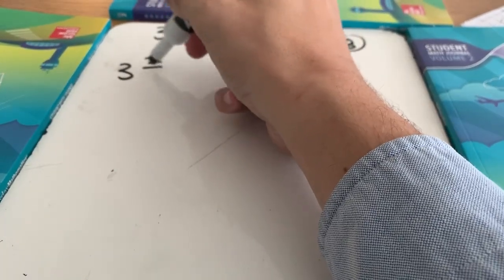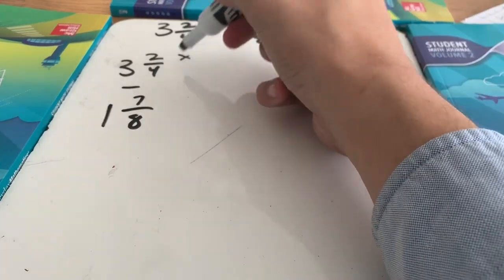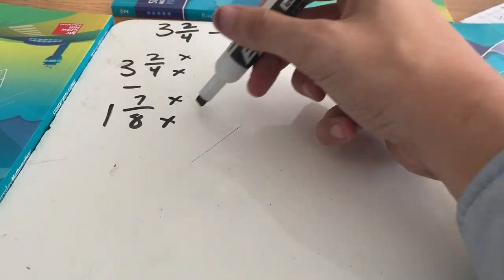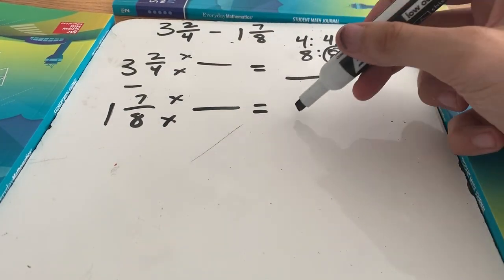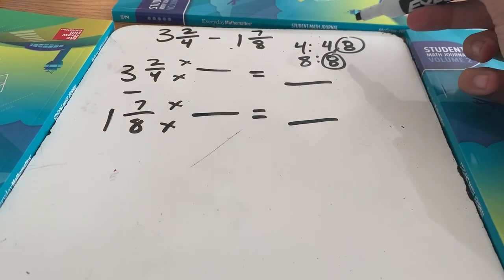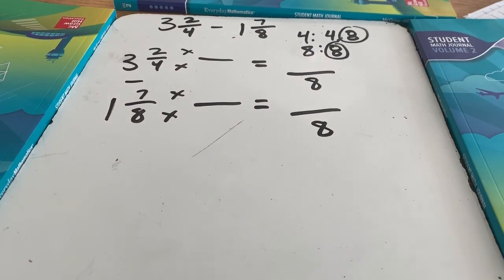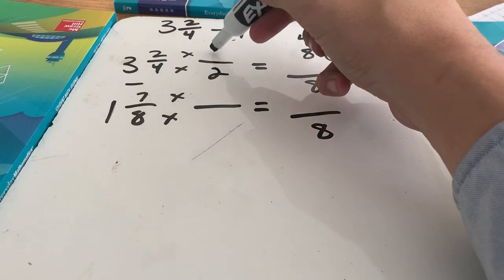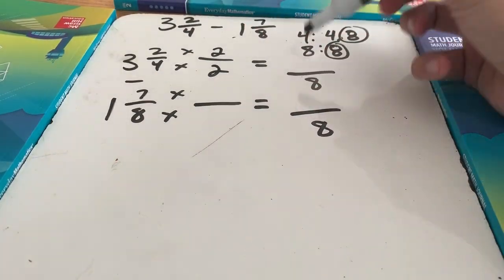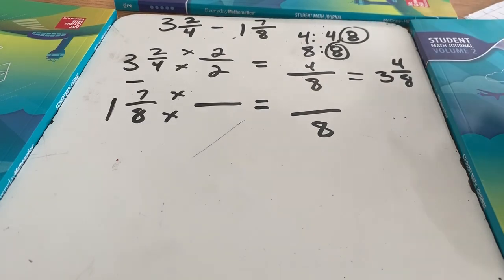So as before, I'm going to have my setup 3 2/4 minus 1 7/8. I'm going to multiply, multiply, fraction, fraction, equals. My lowest common multiple shows me that my new denominator is 8. Now, 4 times blank is 8. I know that 4 times 2, write my 2 up here, 2 times 2 is 4. This now turns into 3 4/8.